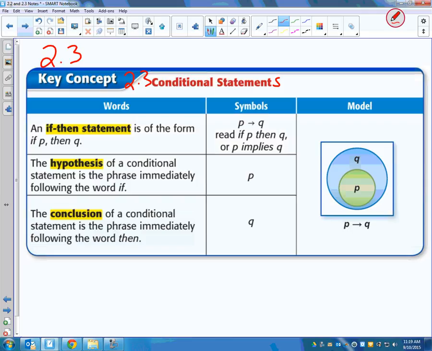So, will they always be P and Q? Well, we're going to see things today, I was just reading one last hour, that say, if today is Monday, then tomorrow is Tuesday. And then you have to say, is that true or false? What's the hypothesis, what's the conclusion?